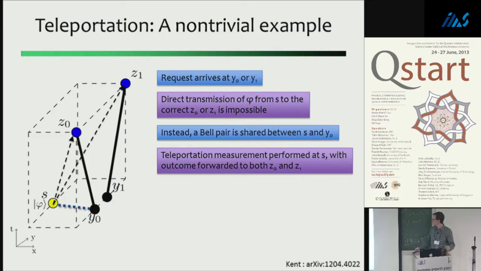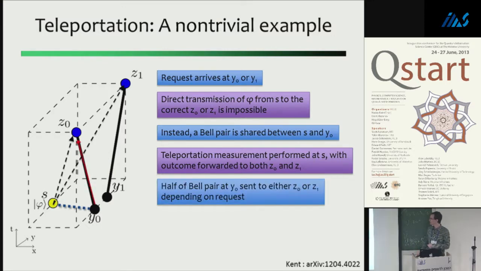And then you think about, well, what about the other half of the EPR pair, which is required to complete the teleportation? If the request appeared at Y0, then you just forward that quantum information to Z0. And at Z0, you'll get both the classical outcome of the measurement, you'll get the half of the EPR pair, and you can complete the teleportation. Whereas if the request did not appear at Y0, then you just send the half of the EPR pair to Z1, to the other half. And again, at Z1, you get both halves of the information, the classical and the half of the entanglement, and you can recover the quantum information.